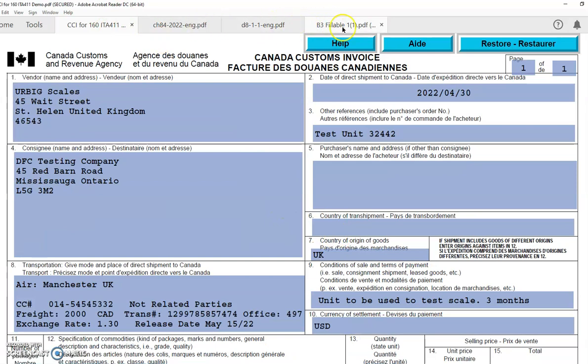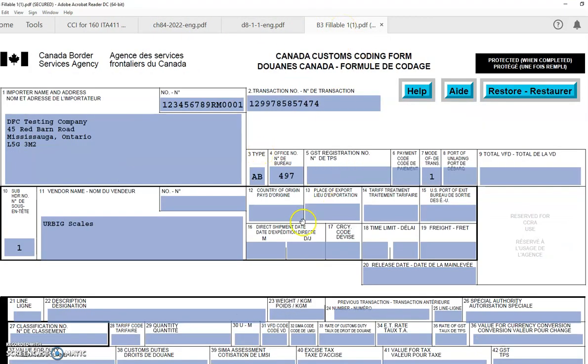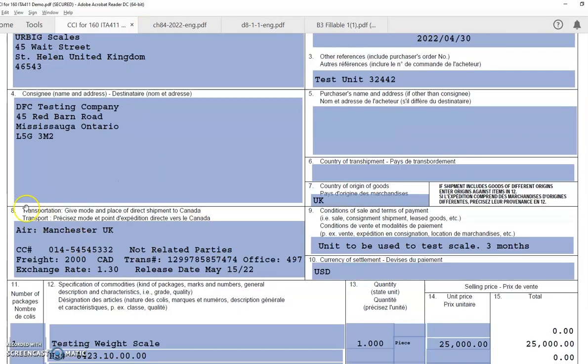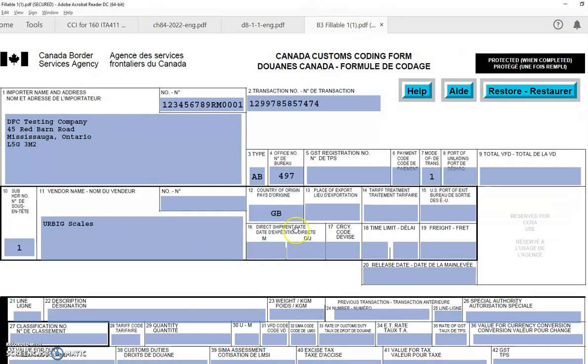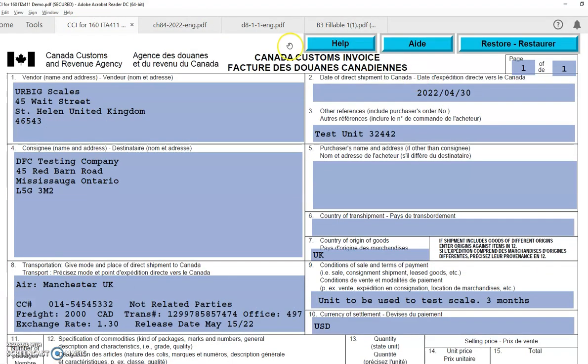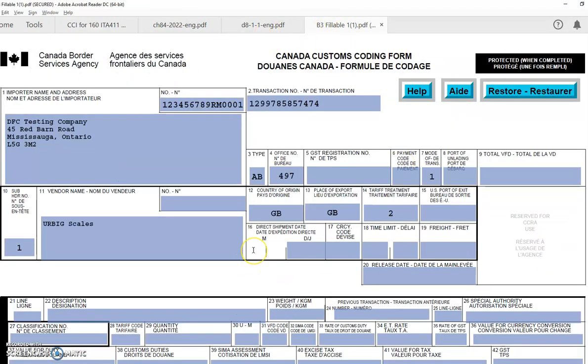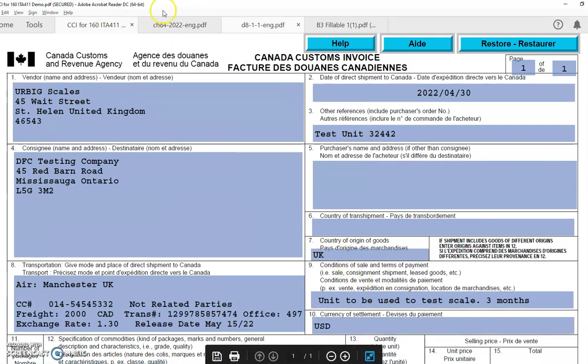Of course, that is not the proper code. UK is GB for Great Britain. And place of export is Great Britain as well, I believe. Let's just make sure. That's right, from Manchester, United Kingdom. Place of exportation is Great Britain. This will be tariff treatment 2. There is no U.S. port of exit. Direct shipment date is 04/30, so the month is April 30th. Currency code is USD.